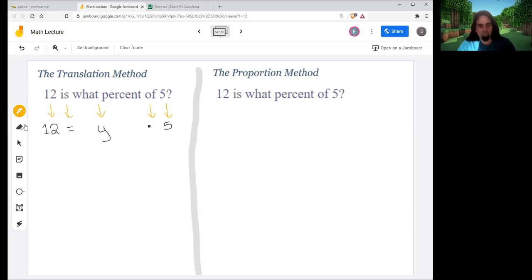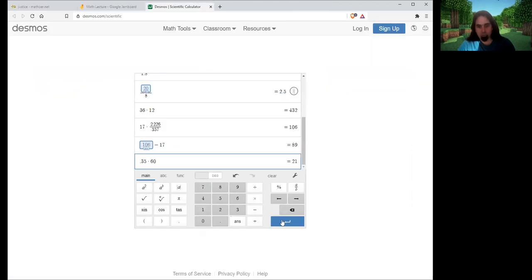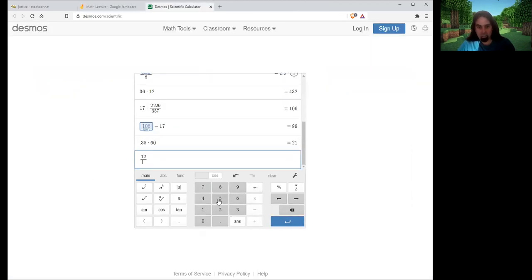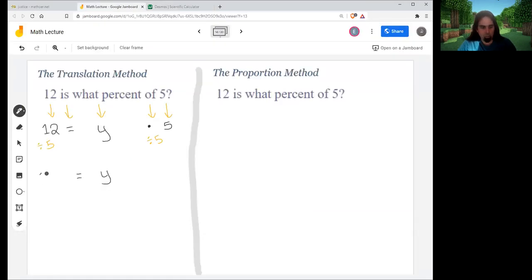How do I get y by itself? Divide by 5. To peel off a times 5, I have to do a divided by 5. And if I do it to one side, to be fair, I do it to the other. So y equals 12 divided by 5. And I get 2.4. And that is a good answer, but it's not the answer I want. What's my last step?